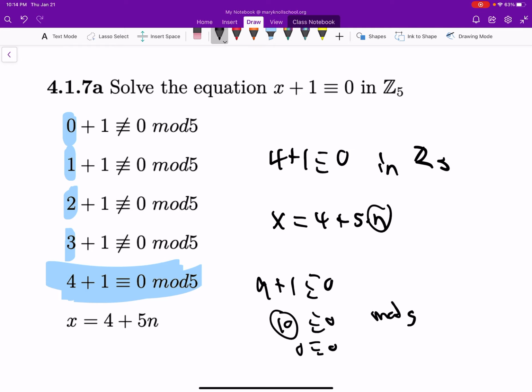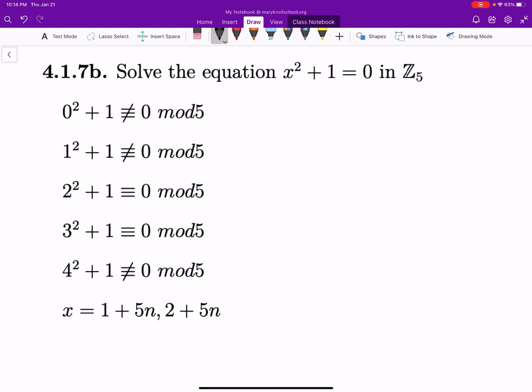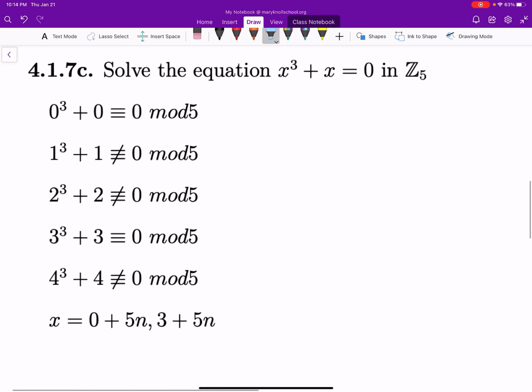So what you do is you just try all the values again. So here, pretty straightforward again. I guess this is the hardest one. So 16 plus 1 is 17, but that's 2. 17 is 2 mod 5, so that's not equivalent to 0. These two work though. And so this is 4 plus 1 mod 5, and 9 plus 1 mod 5. Both of these work.